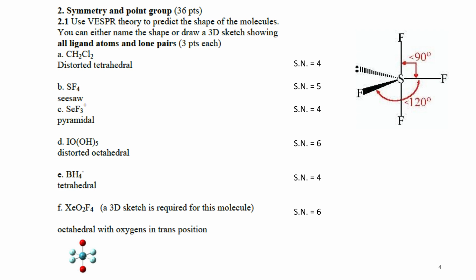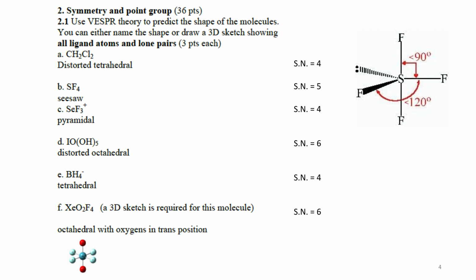So in this case, each OH is counted as one ligand atom. It behaves as one ligand atom. So the total steric number should be 6. So the overall structure would be octahedral, but you have 2 different kinds of ligand atoms, 1 double bond oxygen and 5 single bond OH. So it would be a distorted octahedral.